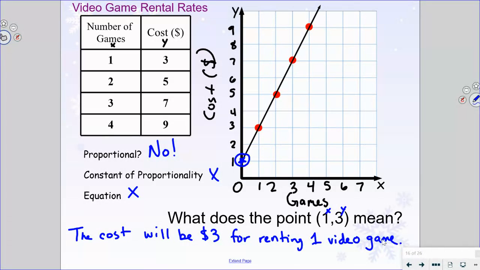Now, the biggest mistake is sometimes people will mix up the numbers and say the cost is $1 for renting 3 games. That's why it's really a wise idea to immediately upon seeing a table to write Y and X in the appropriate places. And the same for the graph. If the graph doesn't write that, you should probably do that on your own.